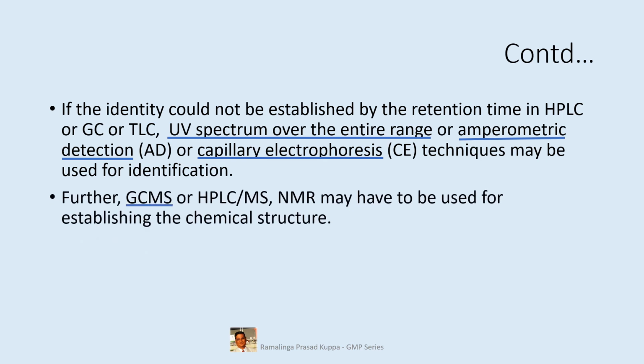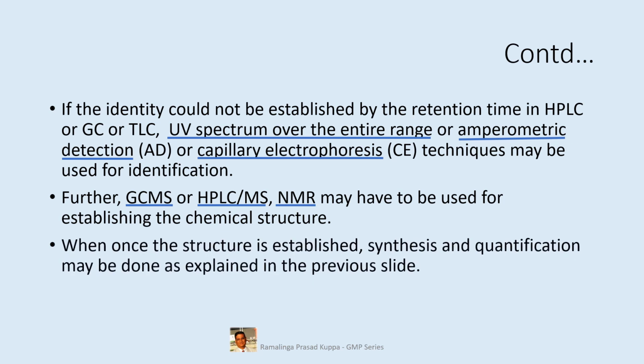Further, GC-MS or HPLC-MS and NMR may have to be used for establishing the chemical structure. So, the further support of GC-MS, HPLC-MS and NMR techniques may be used to confirm the identity of the compound. Once the structure is established, synthesis and quantification may be done as explained in the previous slide. So finally, as described above, it should be certified.